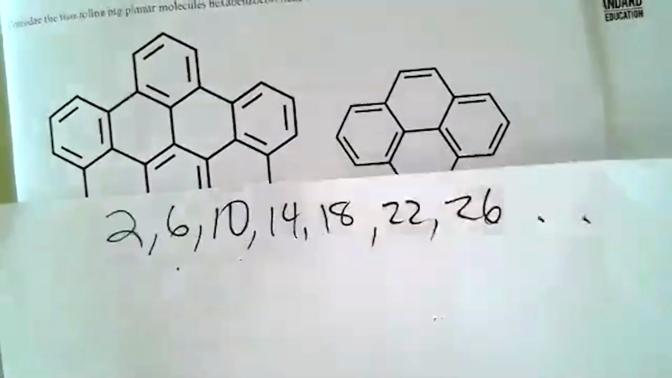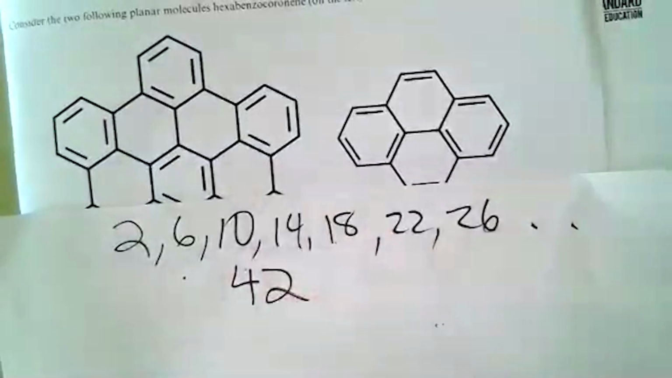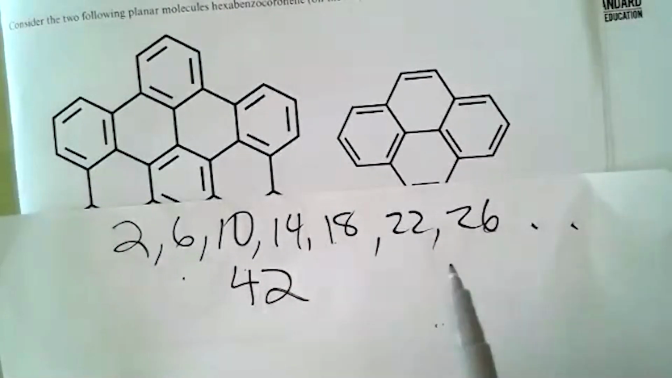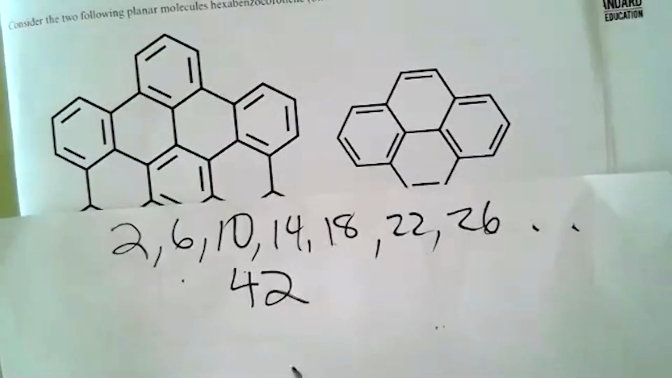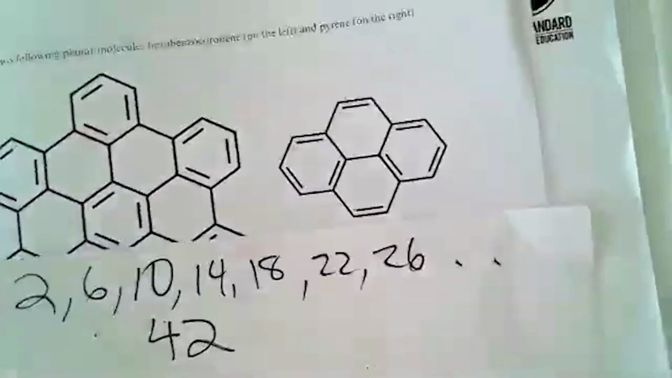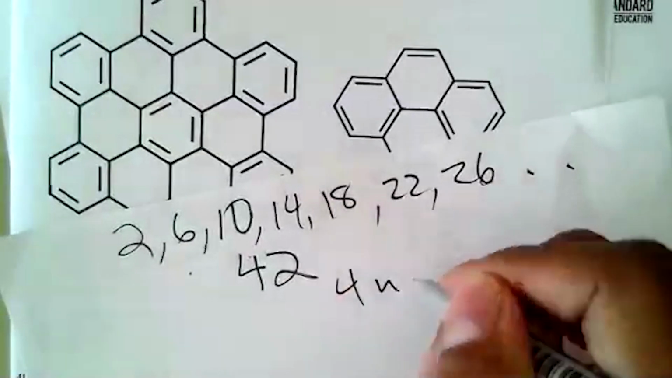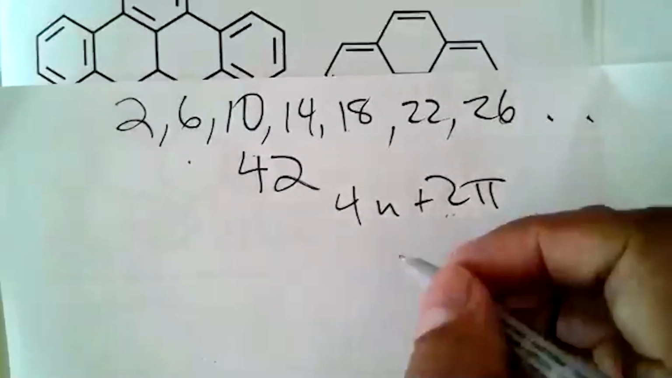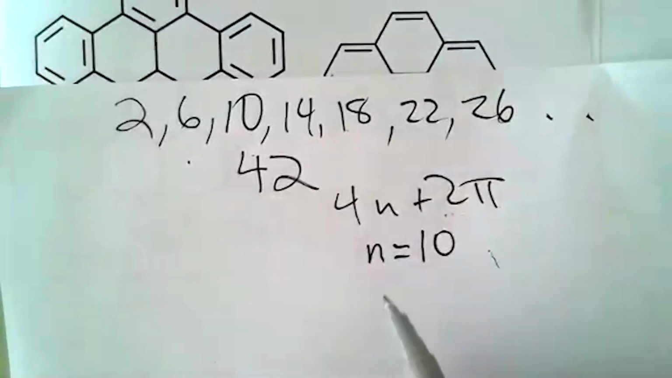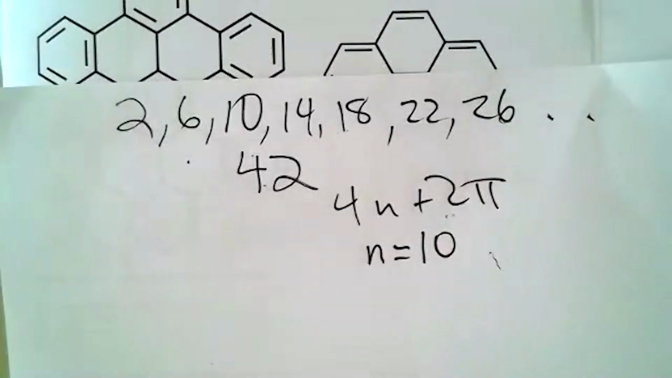And then I look at my numbering and I can see that this goes up to 42. You can count it like that, or you can just say, as someone suggests, let n be, we have 4n plus 2 pi. And if n is equal to 10, that's 40 plus 2, that's 42. Hexabenzocoronene definitely obeys Huckel's rule, has the proper number.